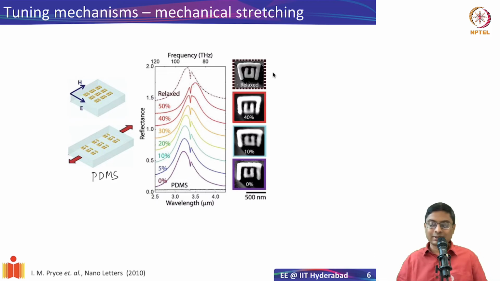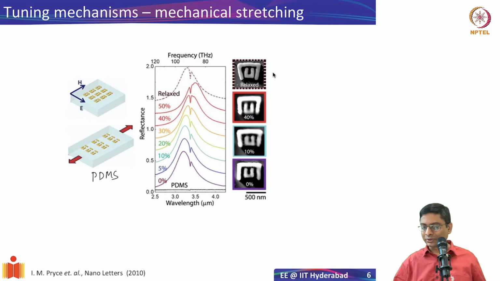So if you fabricate the metamaterial on top of a stretchable substrate and stretch it, you see that the gap between the elements in a split ring resonator changes, and that gives you a change in the resonance frequency. It's a very simple idea. On the right here, you see the SEM images of the initial unstretched double split ring resonator, and then as you stretch it by 10%, 40%, and so on, you see the dimensions and the gaps change. And eventually, if you leave it, it will come back.